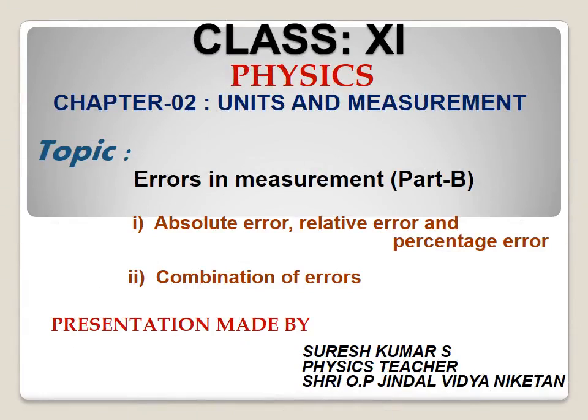Today, I would like to present the topic Errors in Measurement Part B. The subtopics are absolute error, relative error, and percentage error, and second one is combination of errors.